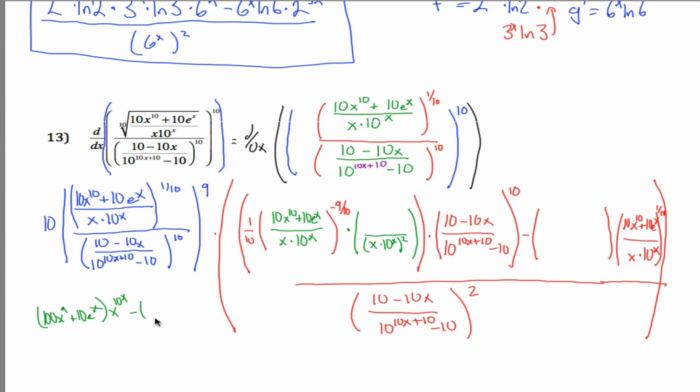To figure that out, I have to use the product rule. So the derivative of x is just 1, and you get 10 to the x, plus the derivative of 10 to the x, which is 10 to the x natural log of 10. But then you got to leave that x. This is the derivative of the bottom here. You have to multiply that by the top, which is 10x to the 10th plus 10 e to the x. F prime g minus g prime f, all divided by g, x times 10 to the x squared.